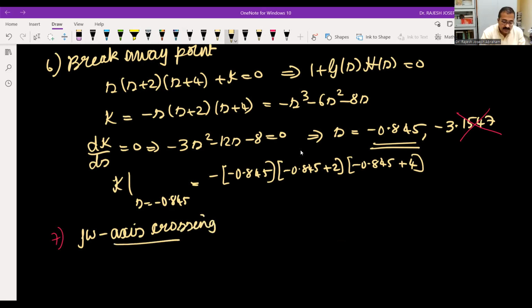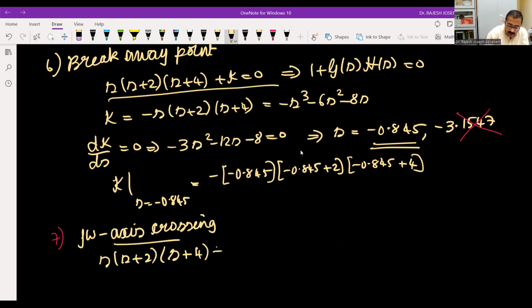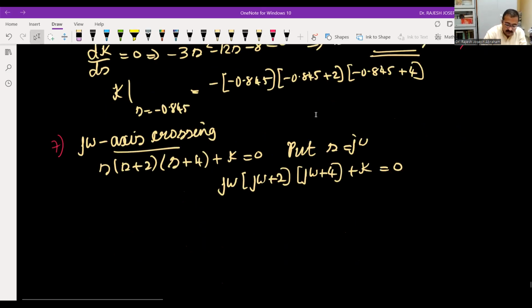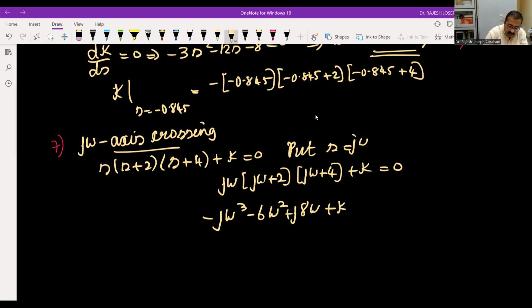What is our characteristic equation? This is our characteristic equation: s into s plus 2 into s plus 4 plus k equal to 0. Substitute s equal to j omega. So what will you get? j omega into j omega plus 2 into j omega plus 4 plus k equal to 0. If you expand this, you will get minus j omega cube minus 6 omega square plus j 8 omega plus k equal to 0.